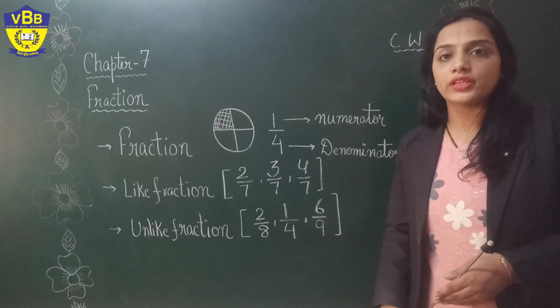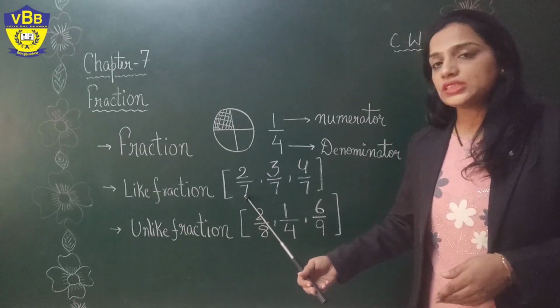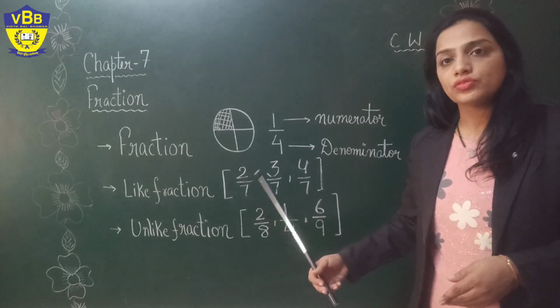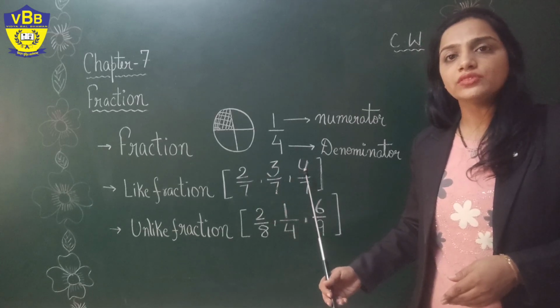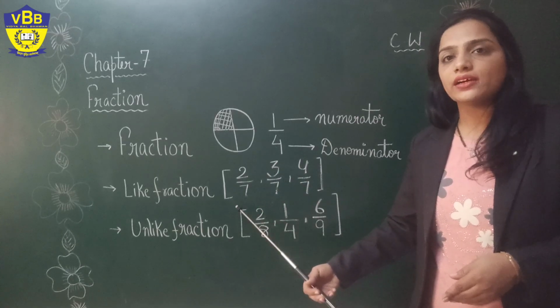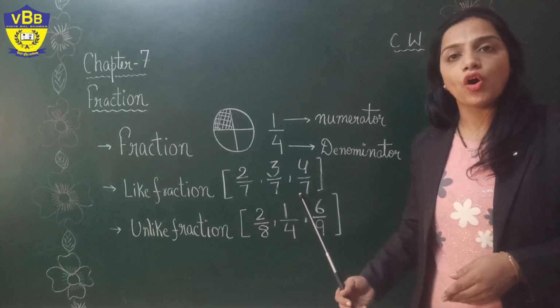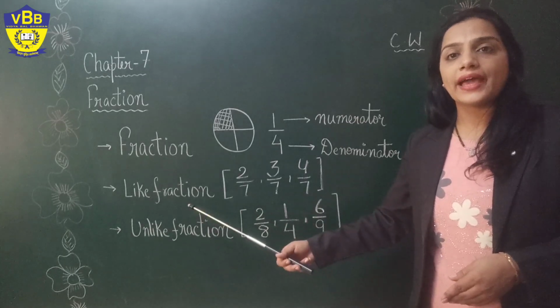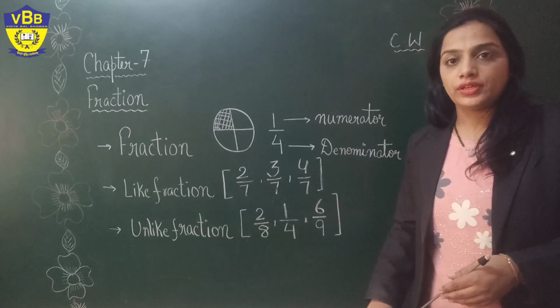Now, like fractions. Like fractions are those fractions which have the same denominator, meaning their bottom value is the same. There are a few examples here: 2 by 7, 3 by 7 and 4 by 7. Here the denominators of all three fractions are the same, so they are called like fractions.